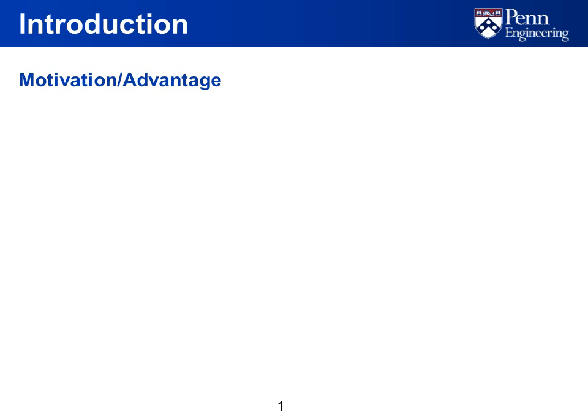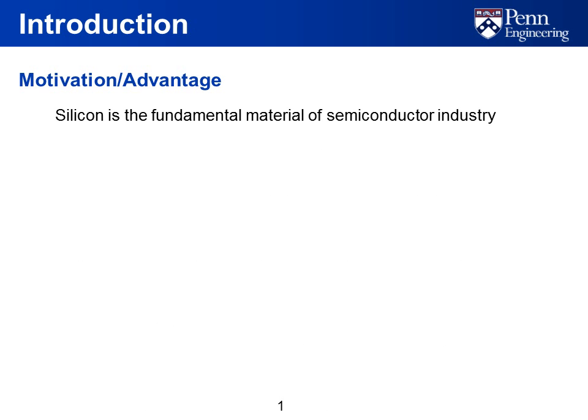Now, let's begin with the motivations. What are the advantages of silicon as a material for quantum computing? First of all, it is a fundamental material of the semiconductor industry. We can make use of the established device structures and fabrication techniques when we develop the silicon-based quantum computer.